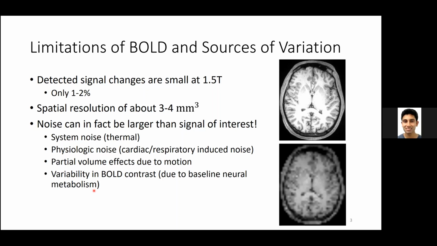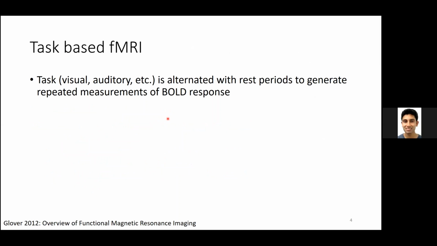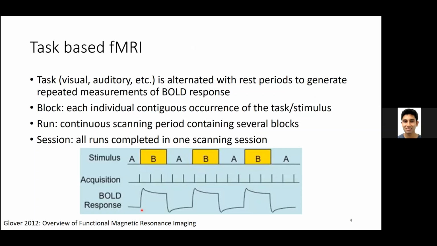So with all that in mind, how do you separate the true signal from the noise? You do that by getting repeated measurements. We expect that the noise is uncorrelated, whereas the true signal is correlated with the task of interest. And so by getting many, many repeated samplings, we can isolate the true signal.